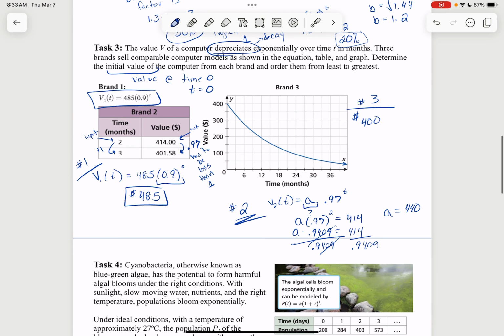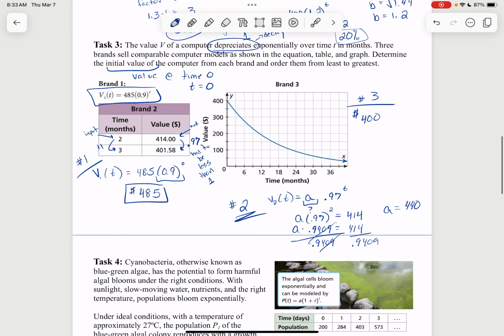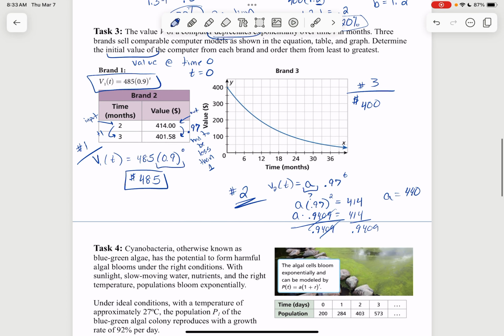So now it says to determine the initial value of the computer for each brand and order them from least to greatest. Which one has the least initial value? Brand 3. So from least to greatest, we've got number 3 at 440, and then we have 400. And then we have number 2 at 440, and then we have number 1 at 485.